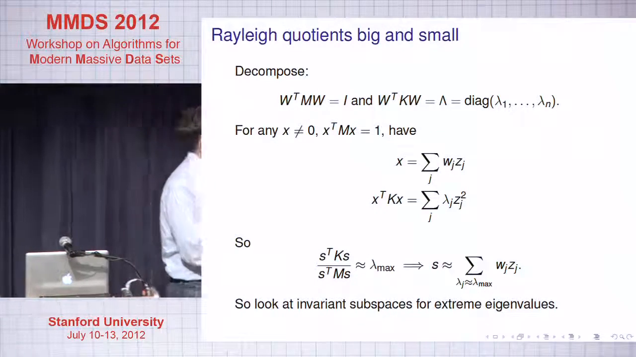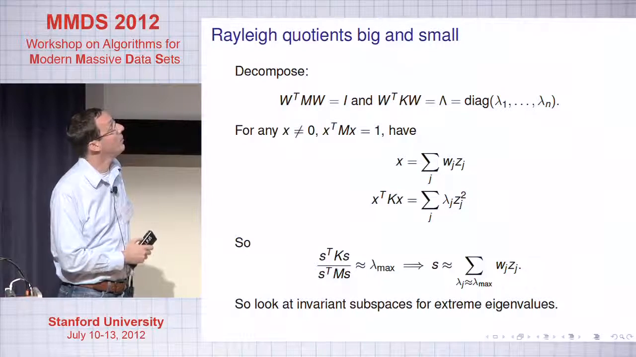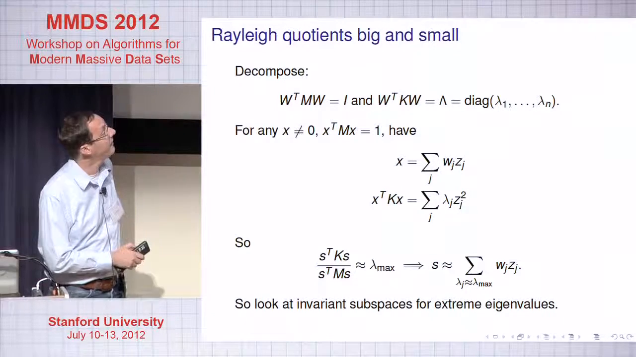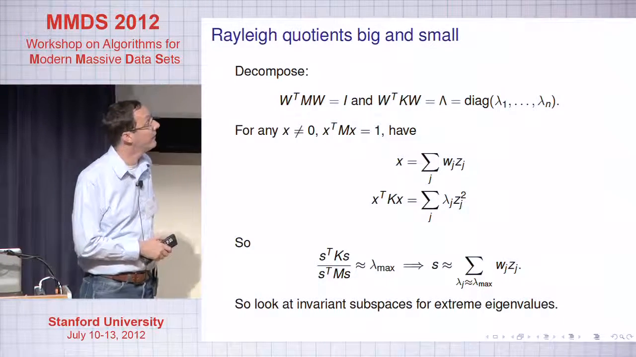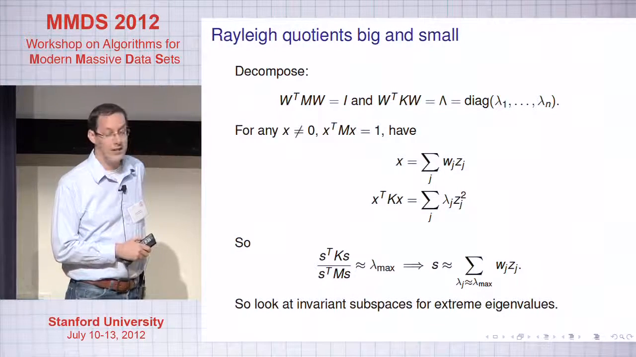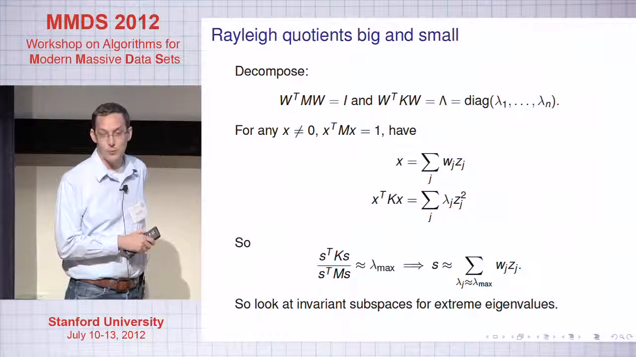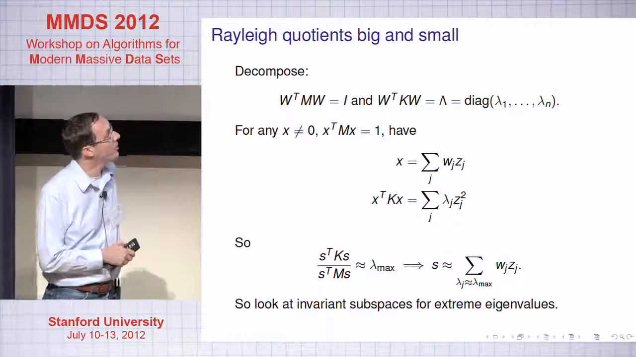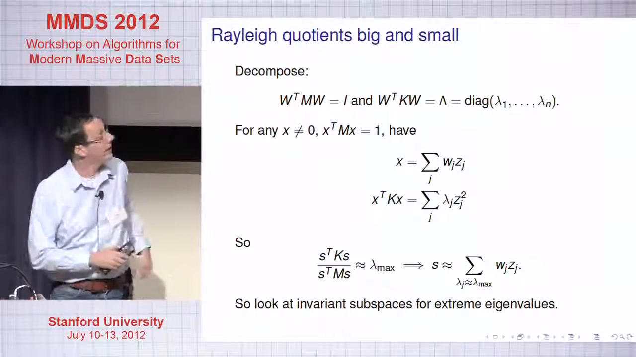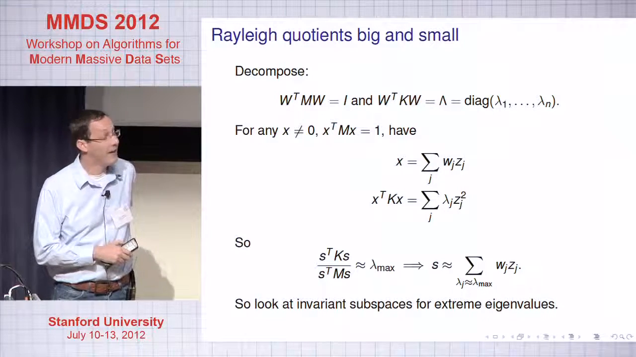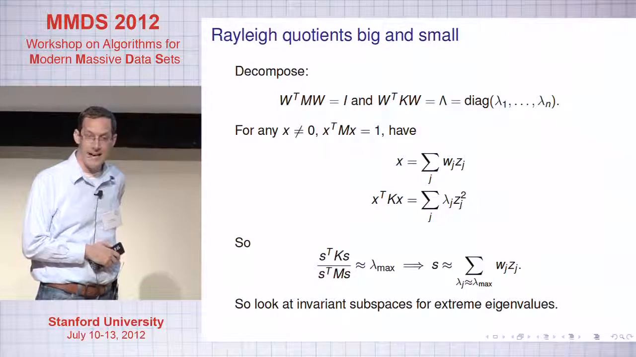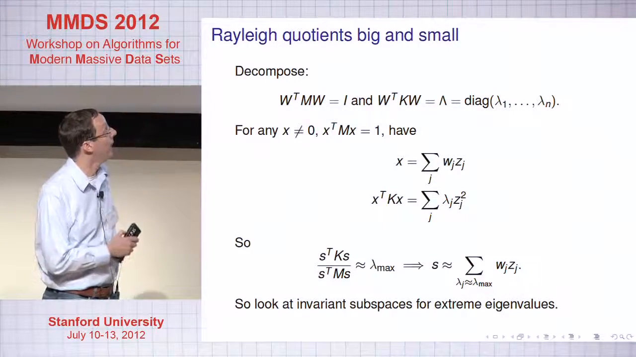Well, if I take any old vector, let's normalize it so X transpose MX is 1, then I can write it as a linear combination of eigenvectors. So W is going to be my eigenvector basis here. And X transpose KX is going to be a linear combination of the eigenvalues with related weights. The Z_j are the weights in my combination of eigenvectors. The Z_j squared are going to be the weights in my combination of eigenvalues. So my Rayleigh quotient is actually a weighted average of the eigenvalues of my pair.